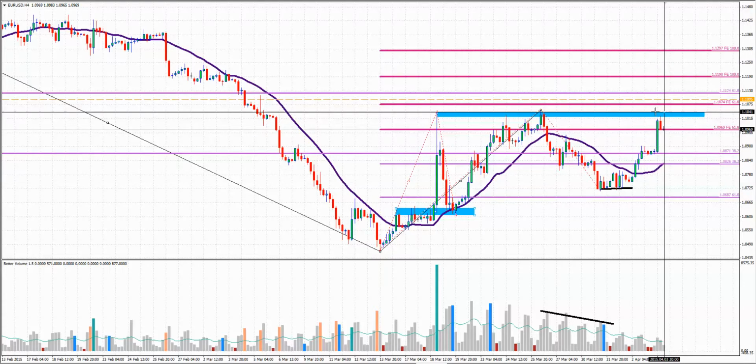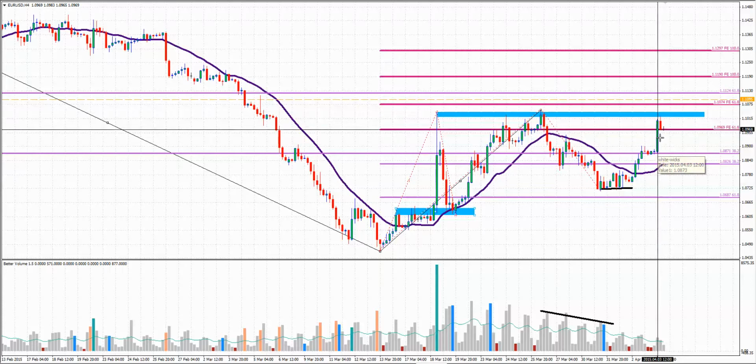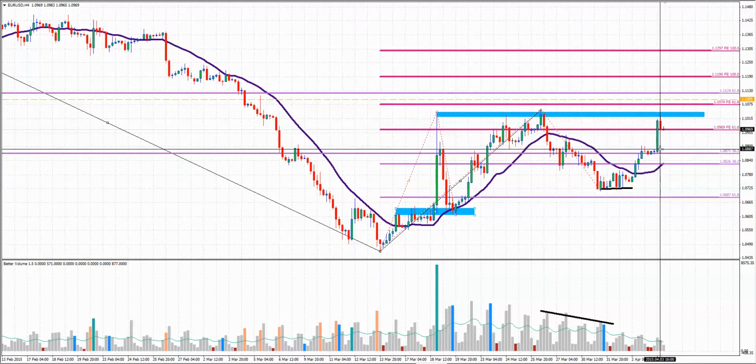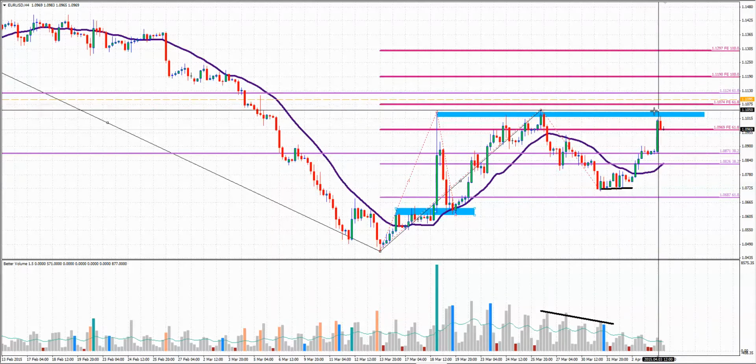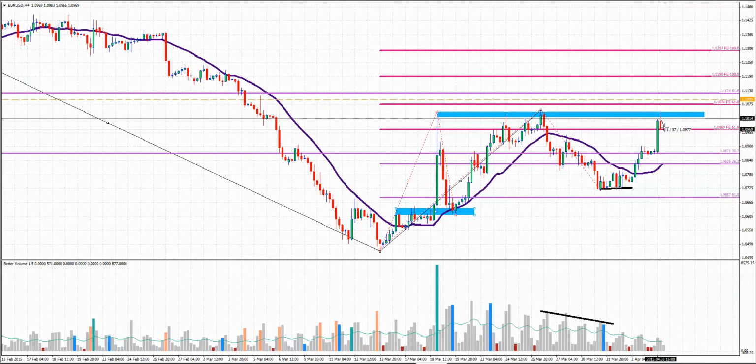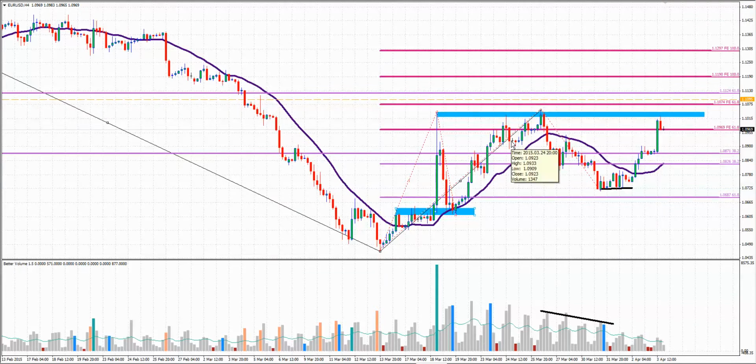This strong bullish candle happened after the news release for employment change in the US. Because of negative data, price went about 120 pips. So it retested this area and rejected for about 37 pips.